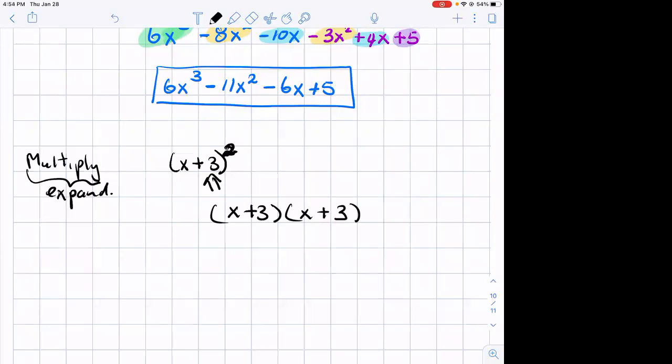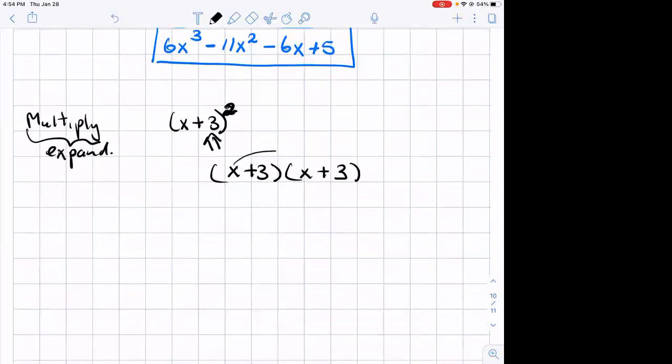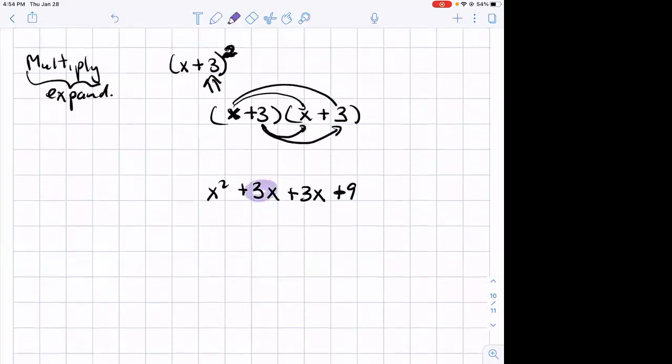And now you can FOIL this out, because we now know how to FOIL. X times x becomes x squared. X times 3 becomes plus 3x. There's nothing to distribute this x though, so now we distribute the 3. 3 times x is 3x. And 3 times 3 is 9. Combine like terms that we have in the middle. We have x squared plus 3x plus 3x is 6x plus 9.